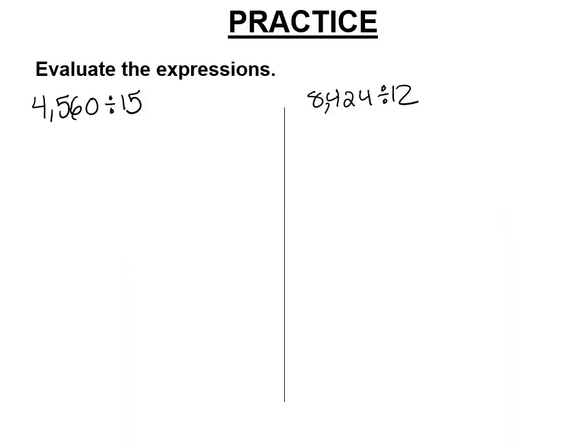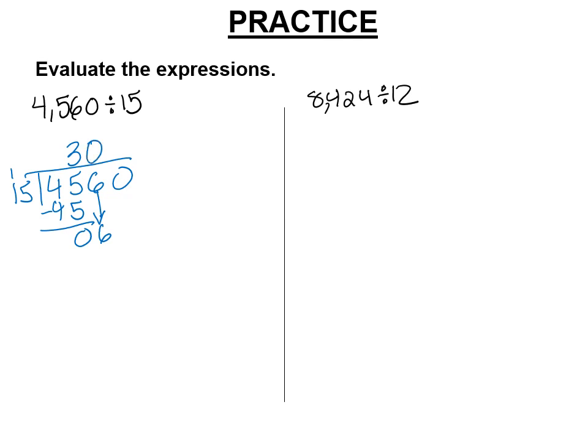All right, so we're at the practice. Let's practice this. Apparently that's on the 15 times table. 15 doesn't go into 4, but it goes into 45. We learned 3 times 5 is 15. Carry the 1. It goes in exactly. Bring down the 6. 15 goes into 6 0 times, so you have to bring down the 0. We know 15 goes into 60 4 times. 4 times 5 is 20. And yes, so 4,560 divided by 15 is 304.